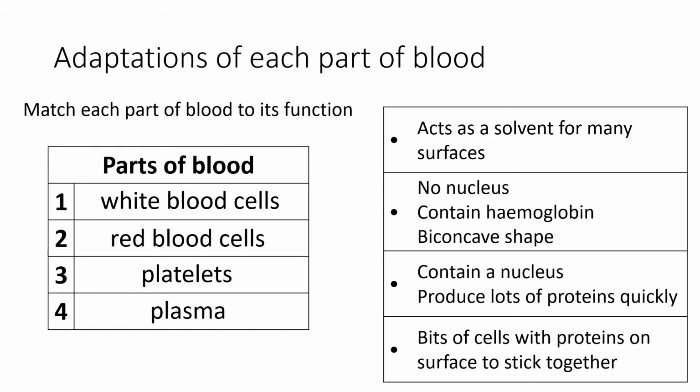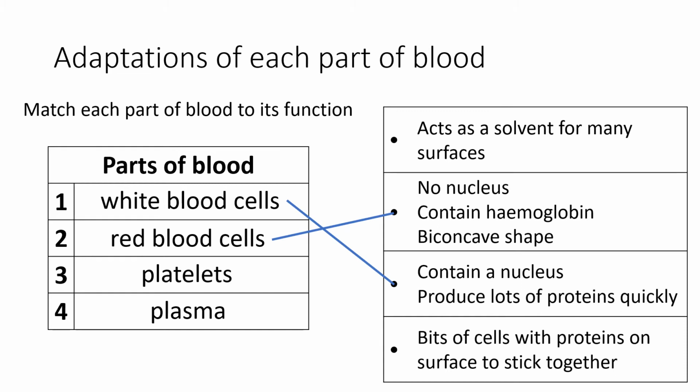So the white blood cells contain a nucleus, and they'll also produce an awful lot of protein very quickly in the form of antibodies. Red blood cells, and this is the one that's most commonly talked about in exams, have no nucleus to free up space for more oxygen. They contain hemoglobin, and the job of hemoglobin is to hold or bind to the oxygen.